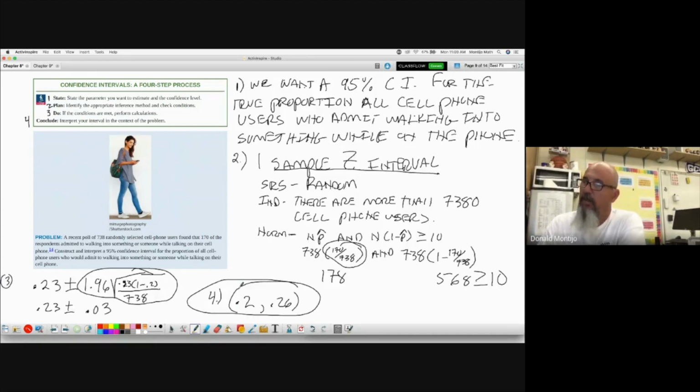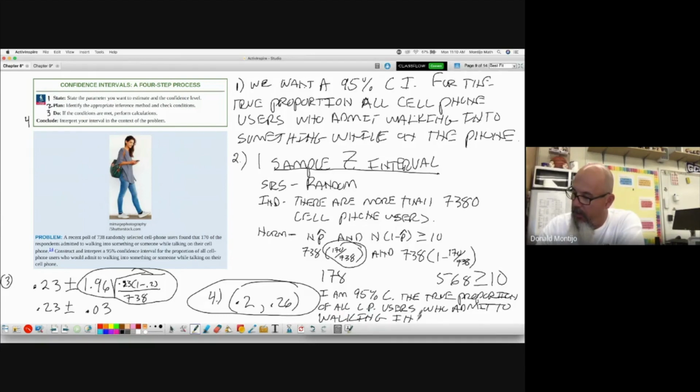So, but I need to put it in context. I am 95% confident the true proportion, trying to squeeze this in here, I'm running out of space, of all cell phone users who admit to walking into something is between 20 and 26%.